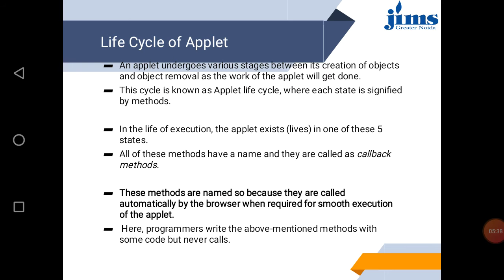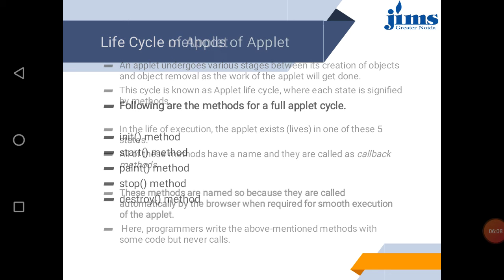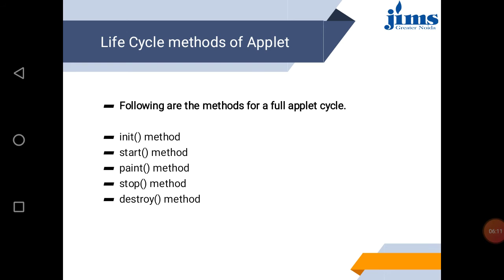So to understand the life cycle of an applet, we need to know that an applet undergoes various stages between its creation of object and object removal as the work of the applet gets done. As we start our applet, its init method gets executed, and after the execution of the applet, it finishes and terminates. So in the life cycle of an applet, there are five methods: init method, start method, paint method, stop method, and destroy method.